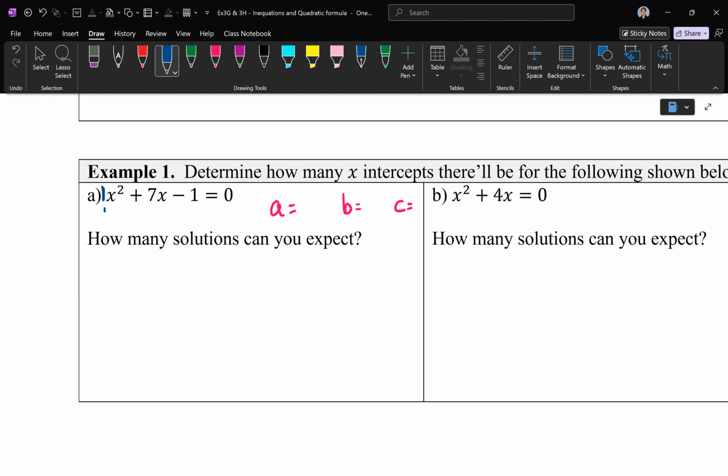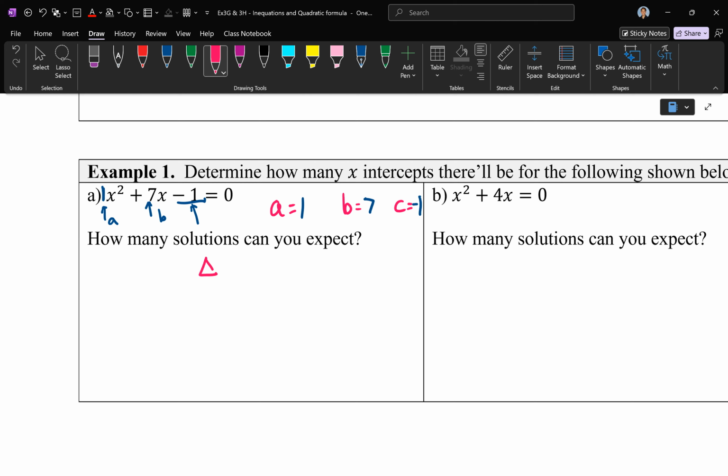A is 1 because there's a number in front of x squared. Yes, that's 1. B is 7 because it's a number in front of x. And C is definitely -1. So be careful with the sign. So yes, that is correct. It's -1. So putting it together, how many solutions?